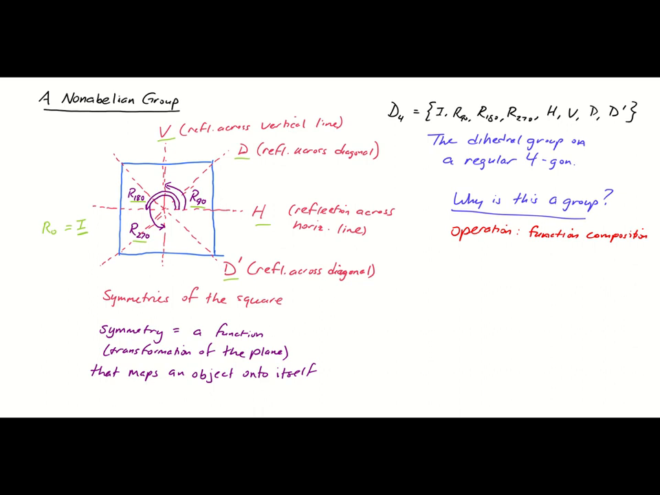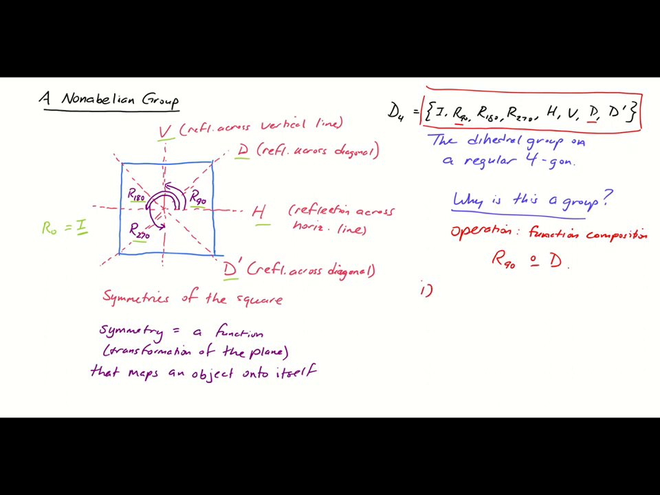So for example, if I want to operate with two of these elements together, let's say R90 and D, then I might write R90 composed with D. And I'm going to use the composition symbol here, this symbol, as our group operation name. Okay, so why is this a group? I have an operation, I have a set. The set is the set of these 8 transformations. Let me just highlight that there. So I'm claiming that this set is a group together with this operation here, composition.